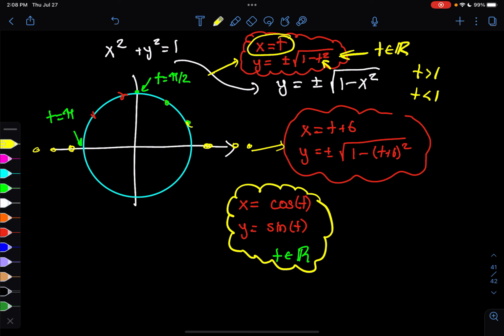But if we parameterize it this way, t could be anything, right? Because no matter what t value I pick, I just keep going around and around the circle, whether I'm going this way or maybe I go the other way if t is negative, and so on and so forth. So this parameterization has a really nice property about it.